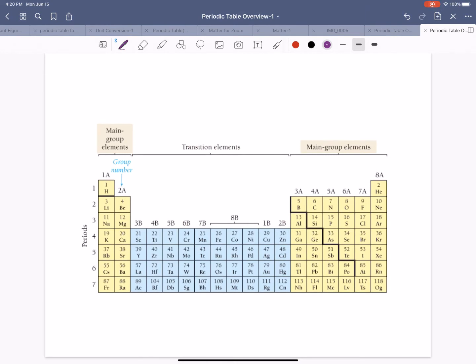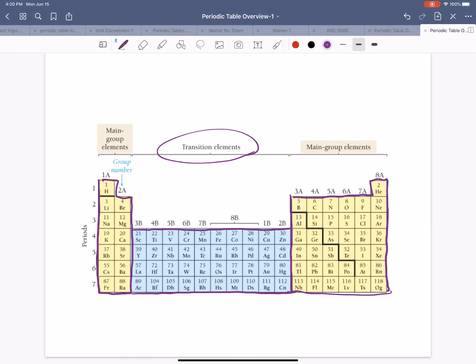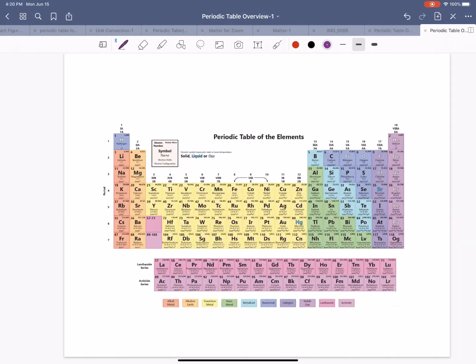Another way that'll be important for us this semester is to consider the main group elements, which here are all colored in yellow. They have some properties, some periodicity that we will look at when we consider periodic trends. And then here, between the second and third column, we have the transition metals. Those will be important when we take Chemistry 1B.